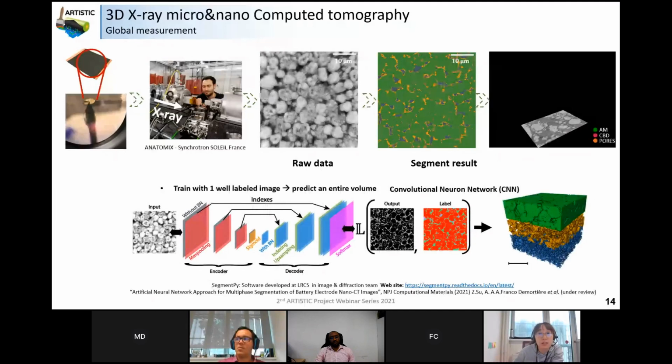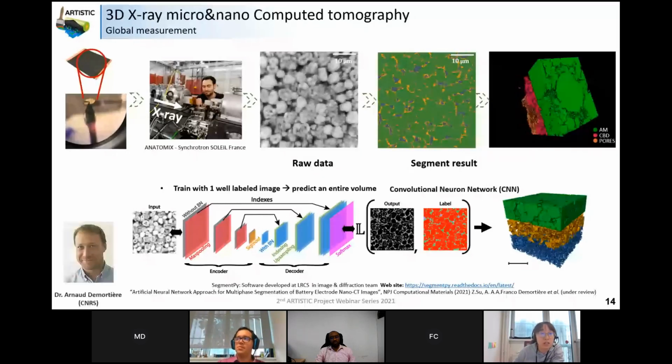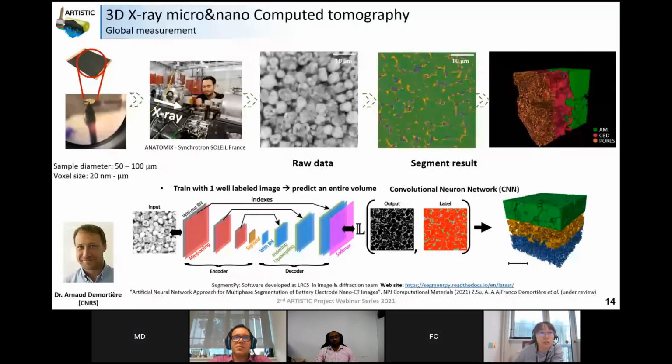We have recently demonstrated that we can train a CNN model by giving only one labeled image and make a faster prediction of a gigabyte volume. Here is the 3D volume to show the treatment. This experiment was done with Dr. Acknowledgements. With this method, the volume percentage of the pore phase is equal to the porosity.